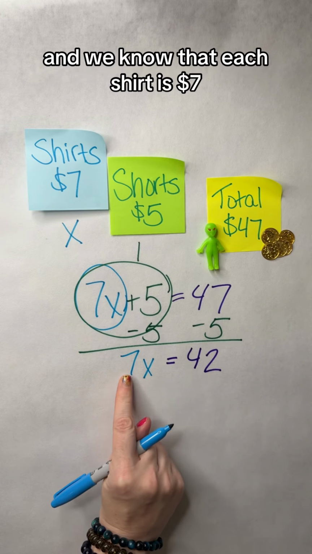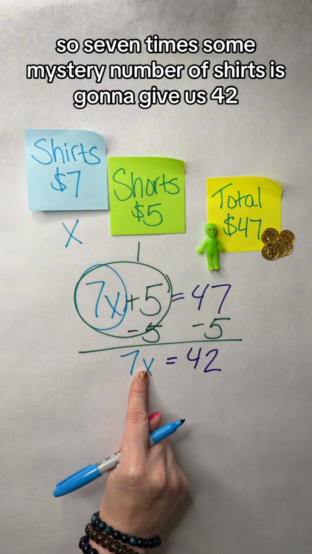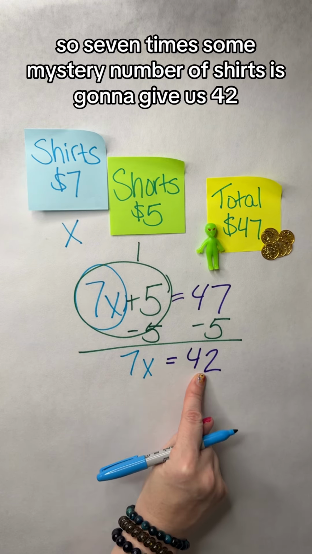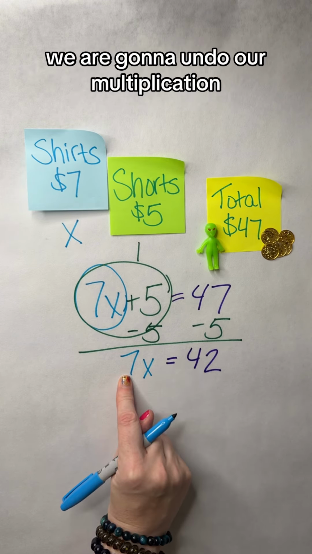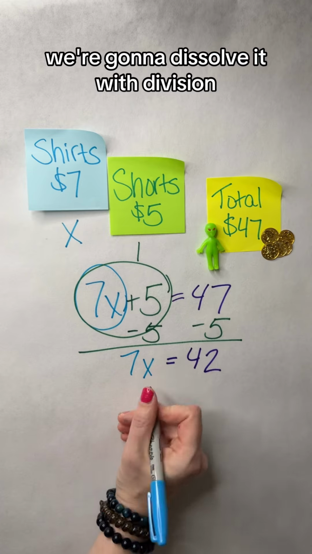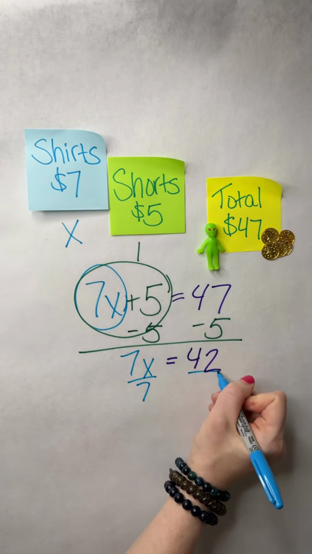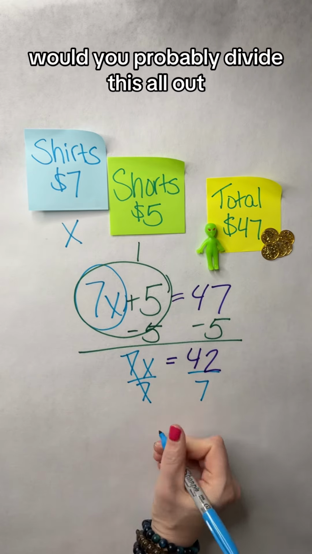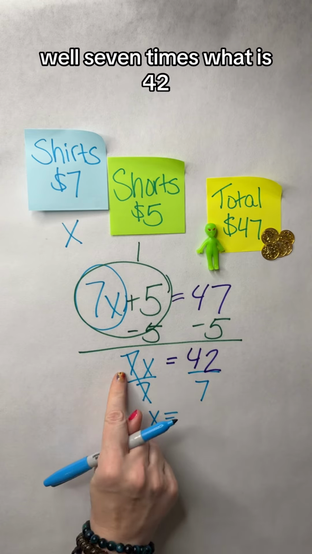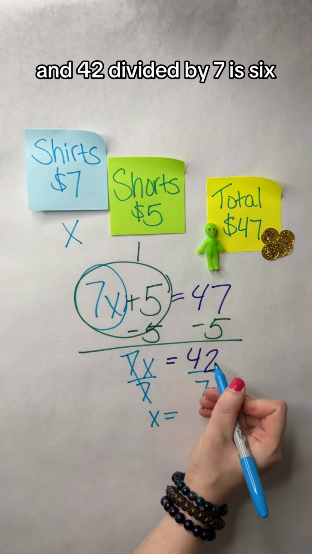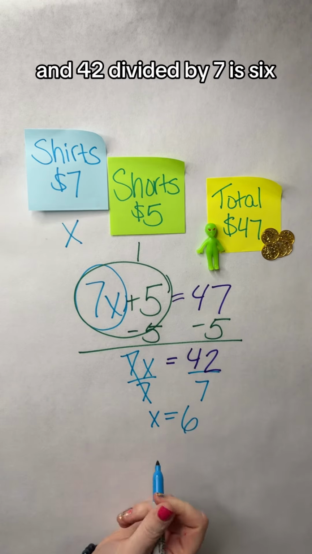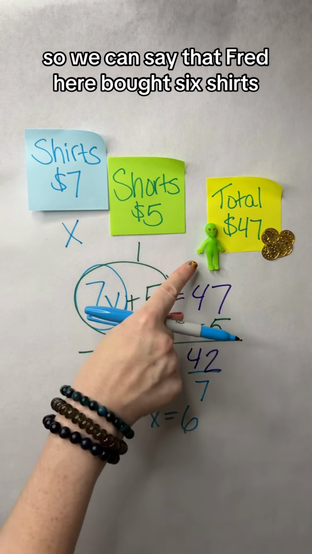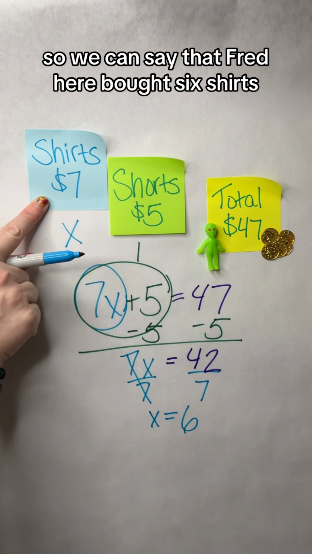And we know that each shirt is $7. So 7 times some mystery number of shirts is going to give us 42. We are going to undo our multiplication glue. We're going to dissolve it with division. Would you probably divide this all out? Not in real life. You would be saying, well, 7 times what is 42? And 42 divided by 7 is 6. So we can say that Fred here bought 6 shirts.